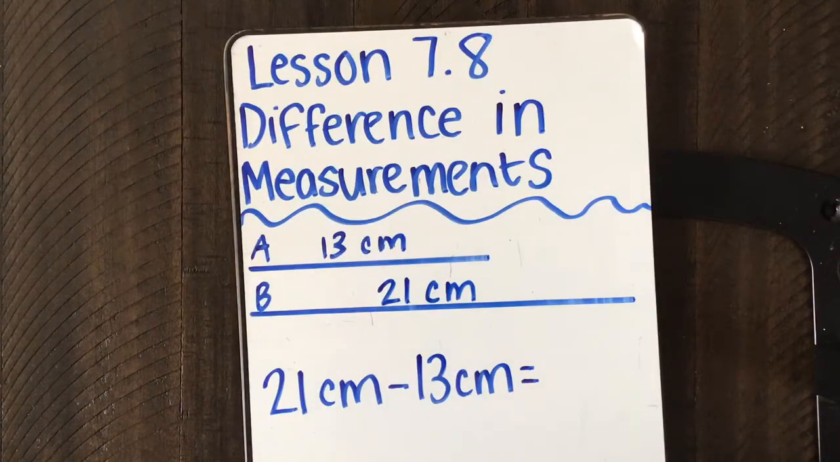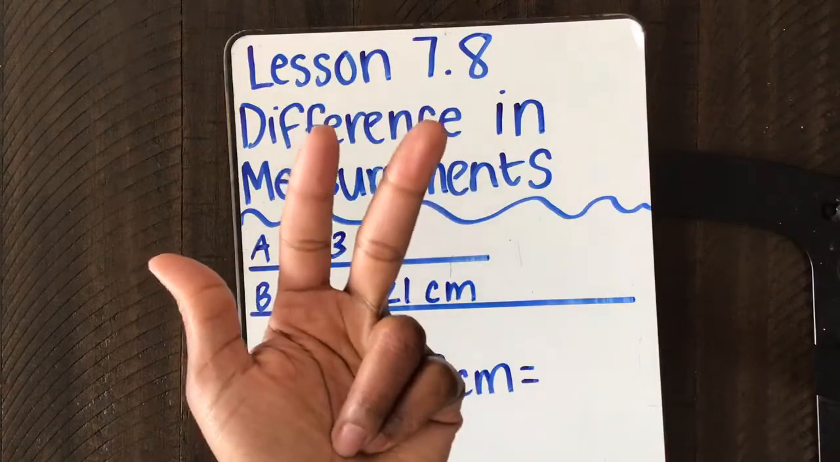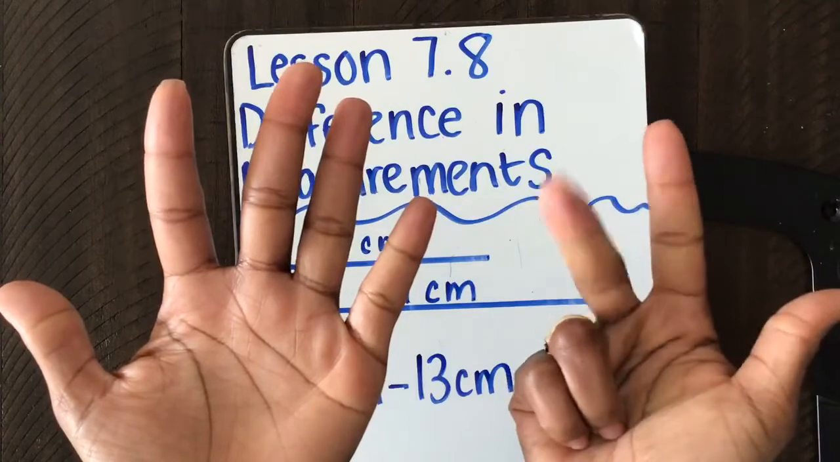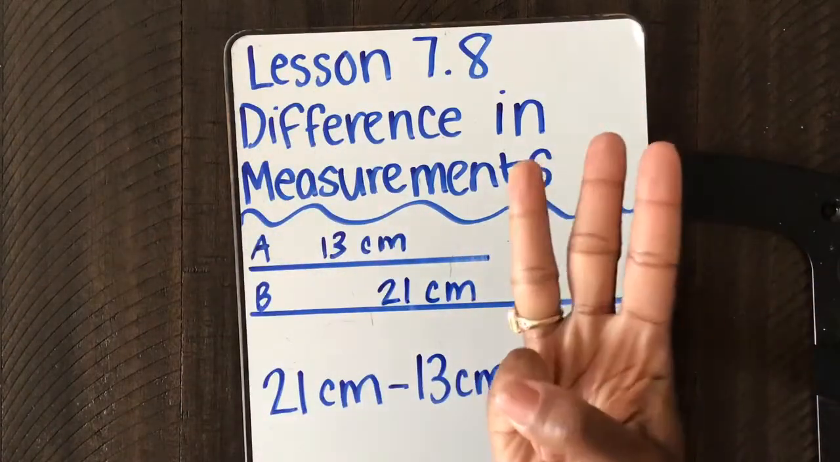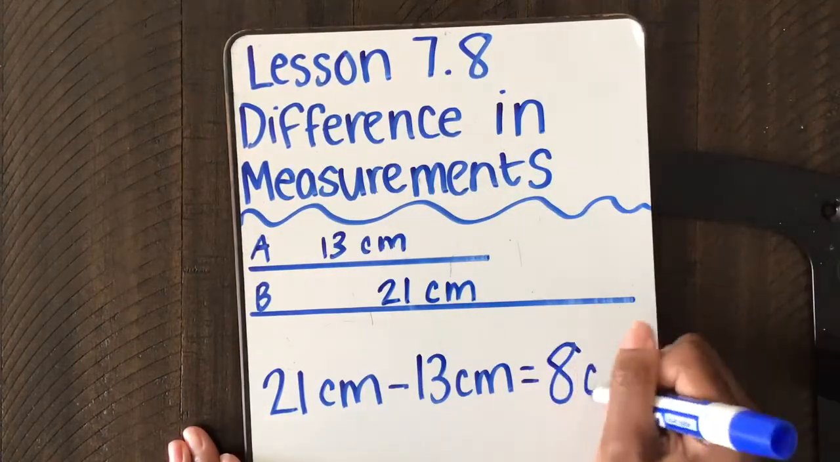Now these are larger numbers, but don't let that trick you. We can always subtract larger numbers. So 21, take away 13. You can still do the count back method starting at 21. 20, 19, 18, 17, 16, 15, 14, 13, 12, 11, 10, 9, 8. And you have 8 centimeters as the difference.